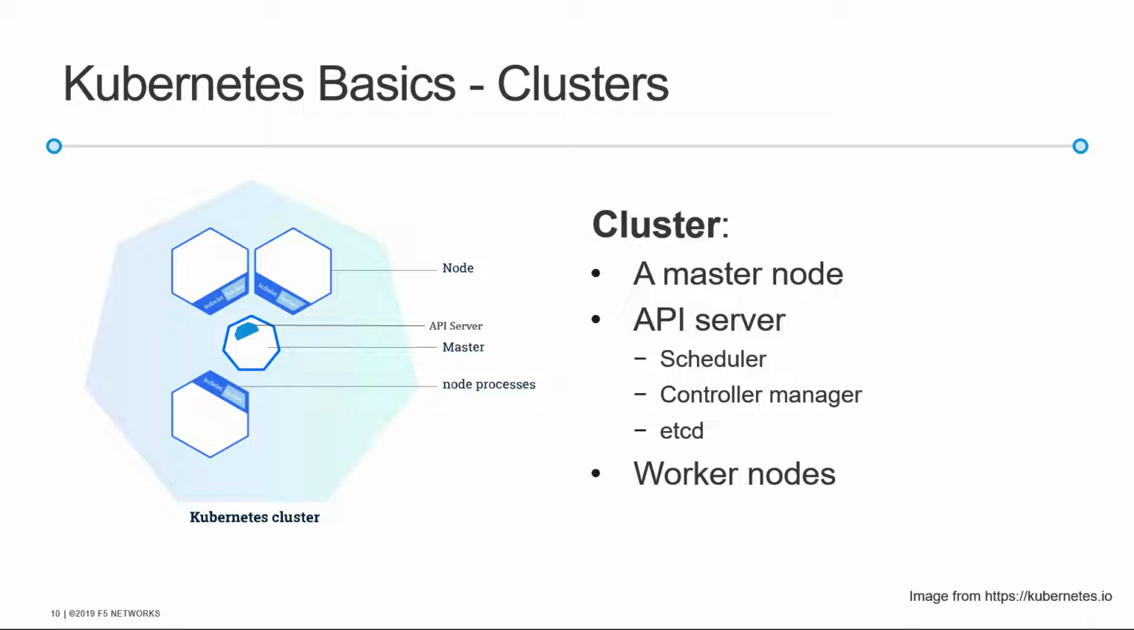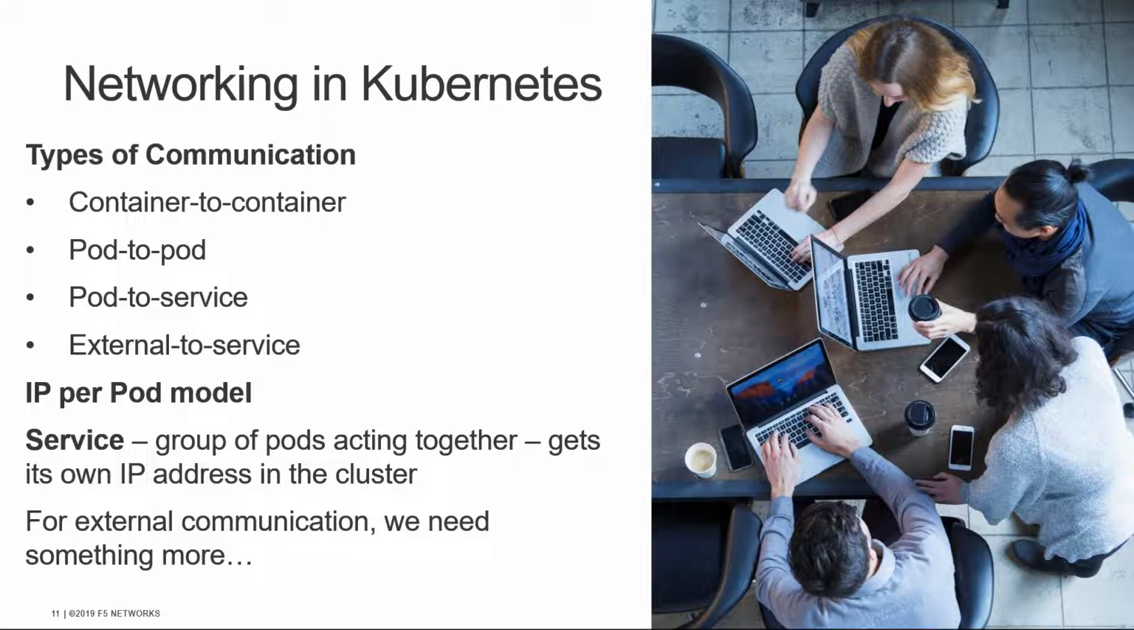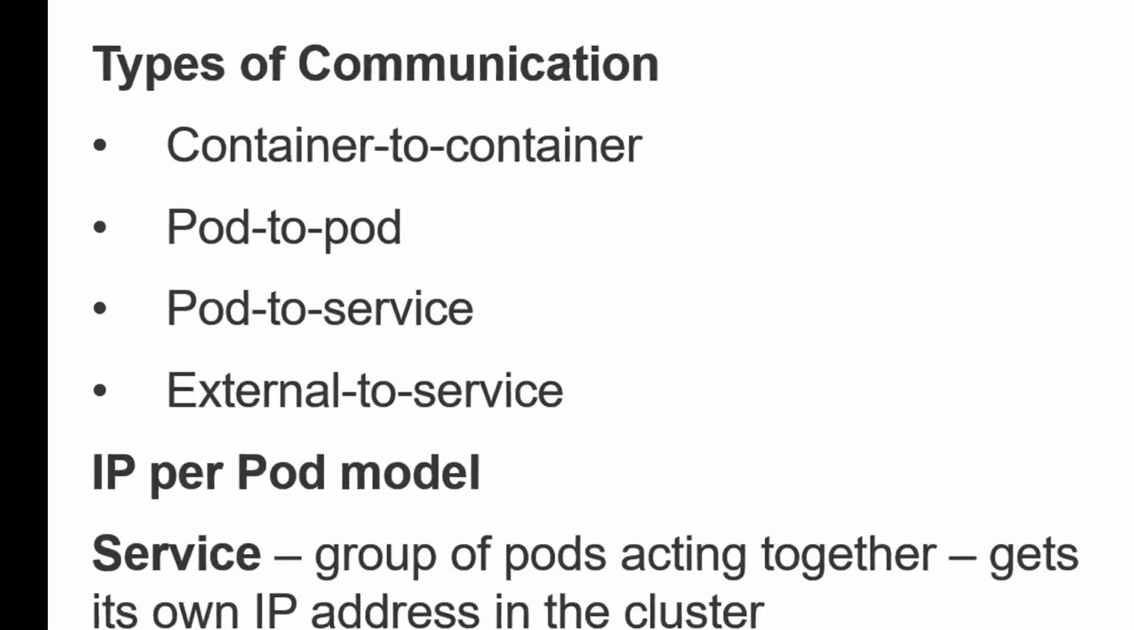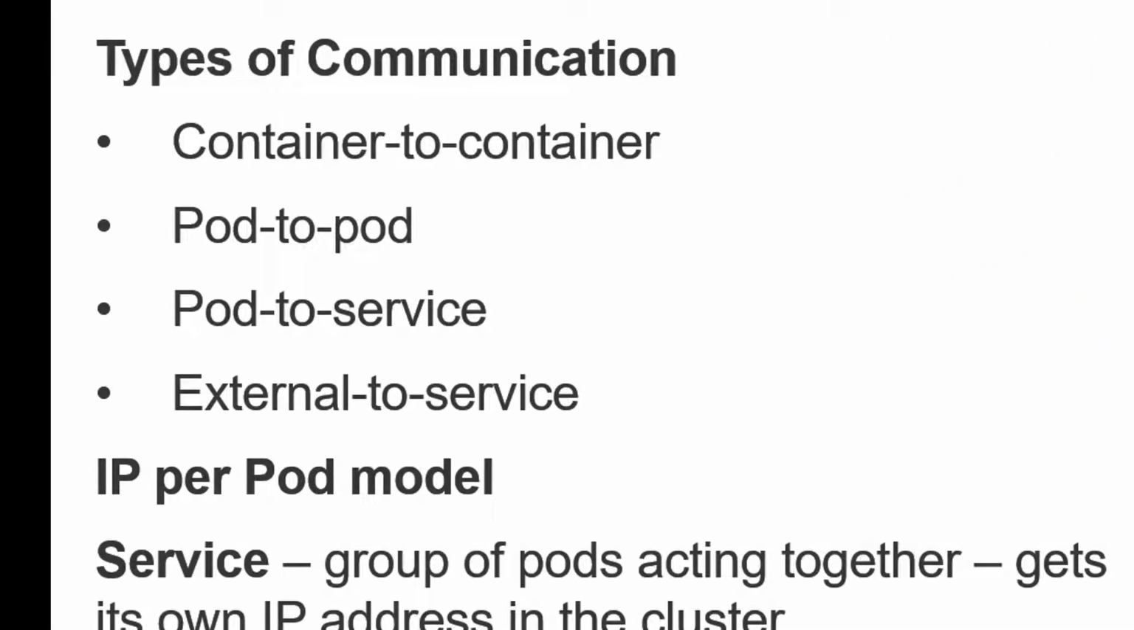All interactions with the cluster are done via Kubernetes API calls to the Kubernetes API server. At the highest level, there are 4 different types of communications or networking that can go on as part of your Kubernetes environment: container to container, pod to pod, pod to service, external to service.